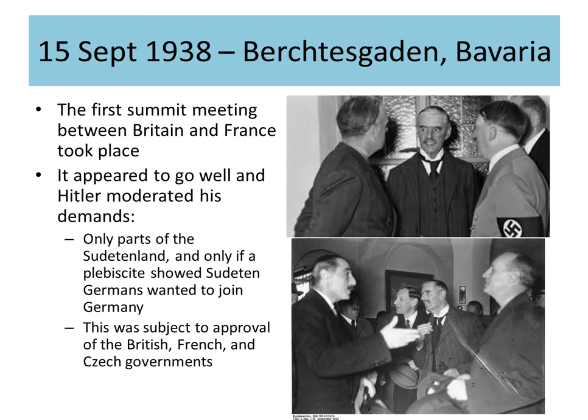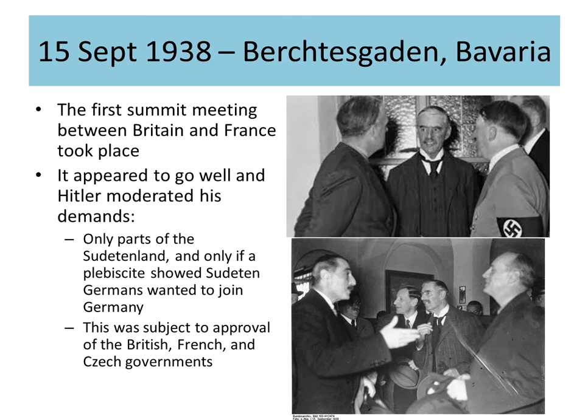The first meeting on which a lot of this is based takes place at Berchtesgaden in Bavaria on the 15th of September 1938. It's really the first summit meeting to talk about the issue of the Sudetenland. The British realize that if they don't get involved and try to prevent this, Germany is going to end up taking it. It appears to go well. Hitler seems to moderate his demands. He says he only wants part of the Sudetenland, and only if a plebiscite is held that shows that the Sudeten Germans actually wanted to join Germany. Of course, in the event of this plebiscite and the eventual takeover, Hitler says, don't worry, the British, the French, and the Czech governments will have the final say, as if it's up to them.